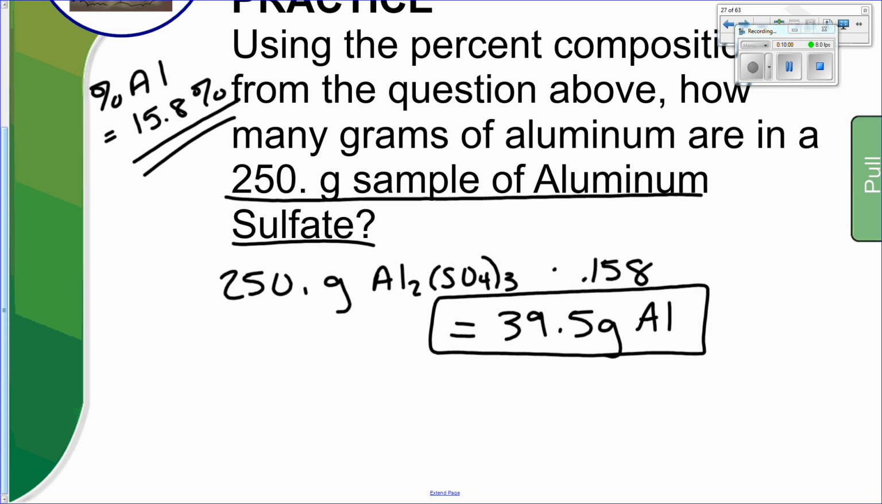And you can do this for any size sample with any element as long as you know the percent composition of each of the elements in that particular sample.